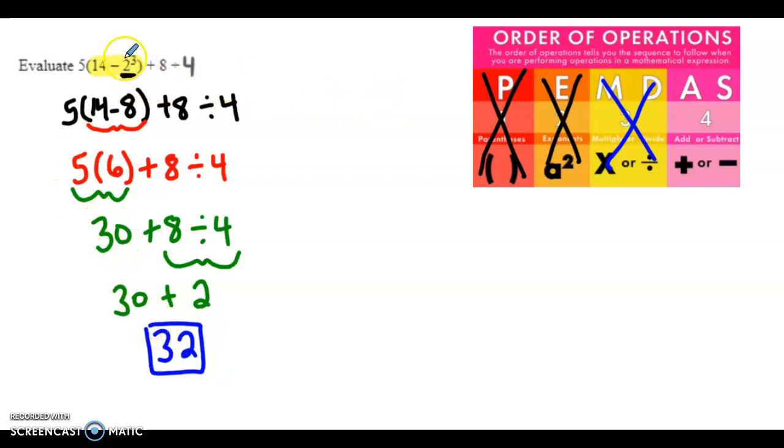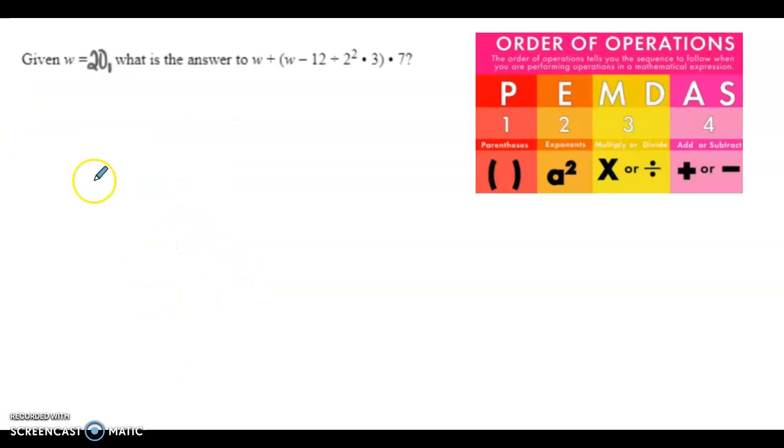So for this one, we had to take care of our exponent, then take care of our parentheses, then multiply, then divide, and then add. Let's look at another example.